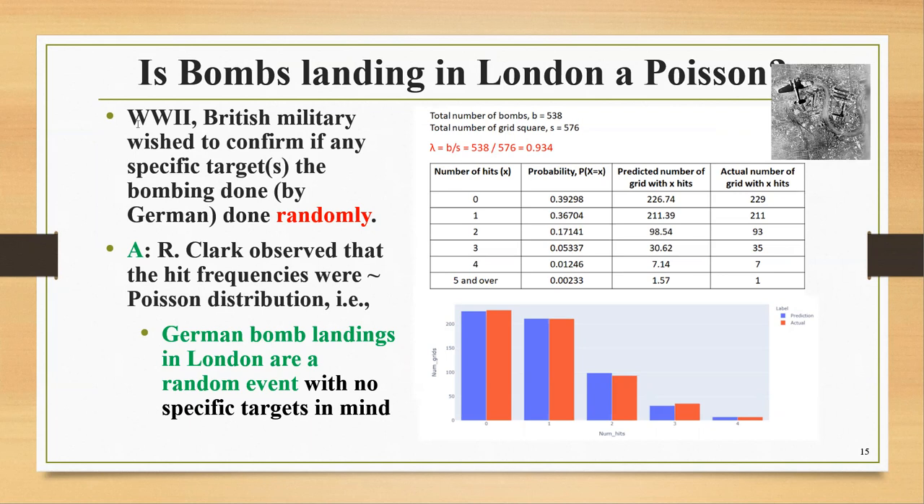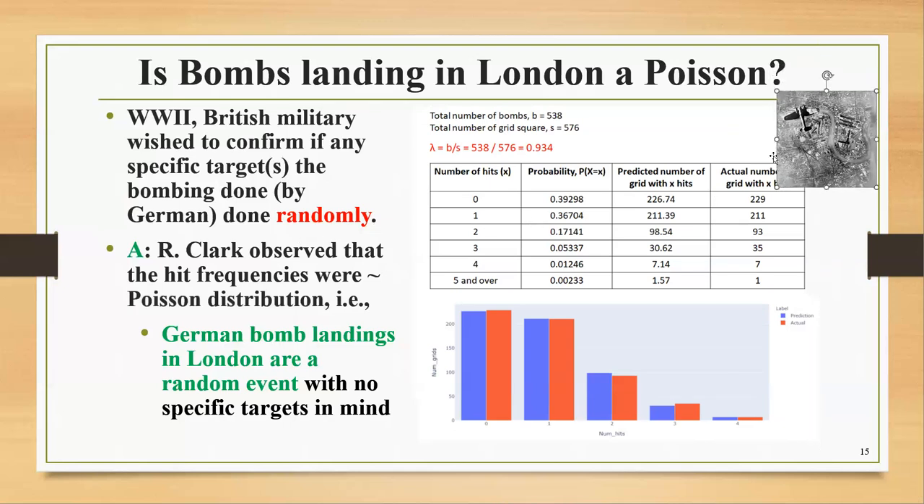So this means that the British military didn't have to do anything specific. You have to warn the whole city, but you don't have to focus on specific areas because it is random. Therefore you could focus your resources in a better place. Okay, so that's a very famous Poisson distribution example.